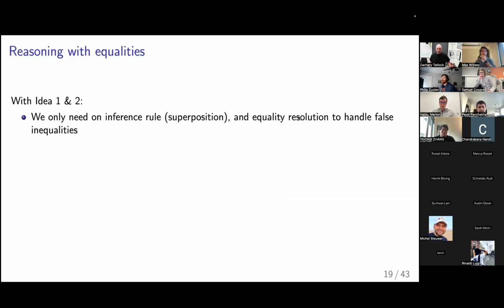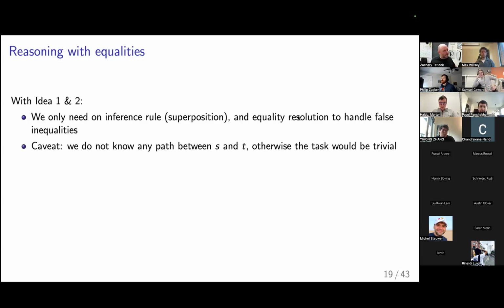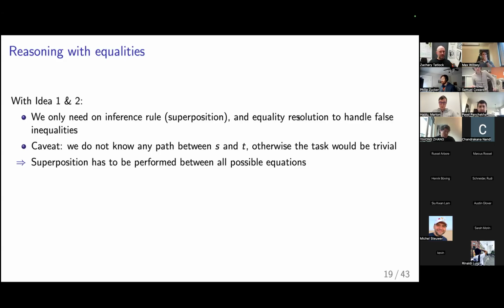And the good thing about superposition is that we only have to consider superpositions that give smaller equations, in some sense of smaller equations. So we have to actually extend the ordering from terms to equations, but this is very easy. But the problem is that, of course, we don't know any such path between S and T. So we actually have to perform all superpositions between all equations to kind of cover all such paths.